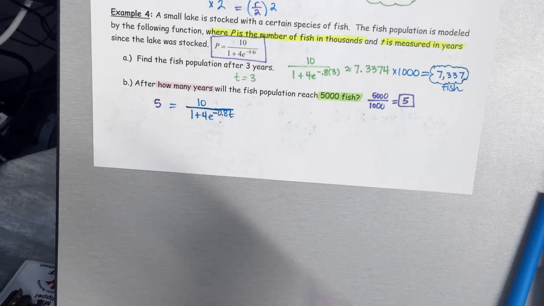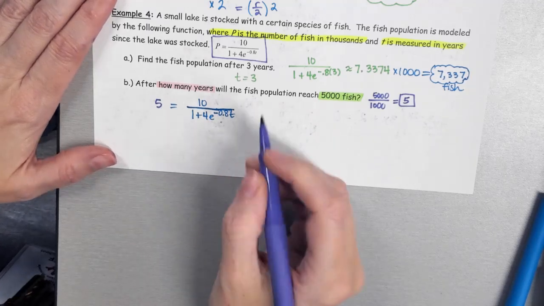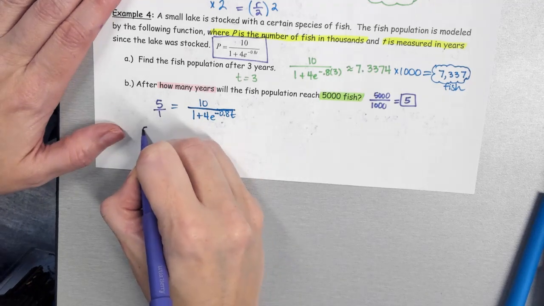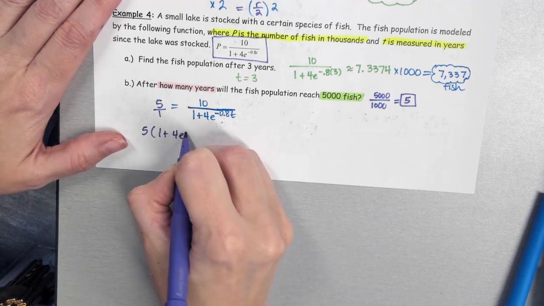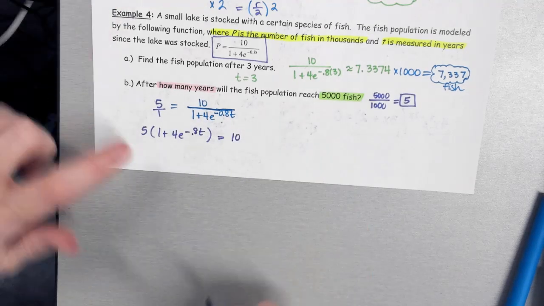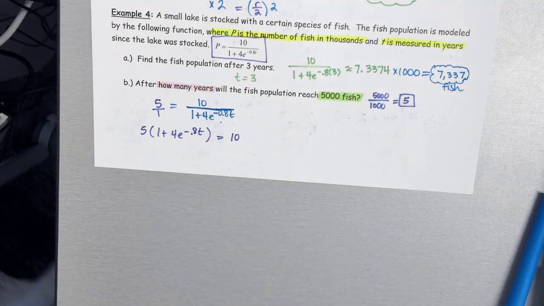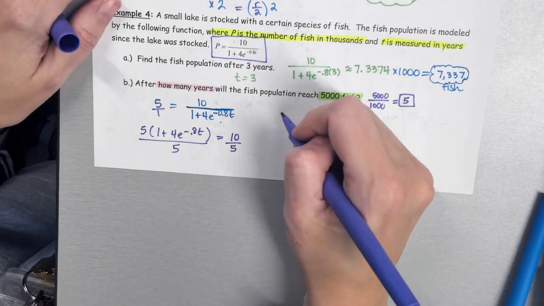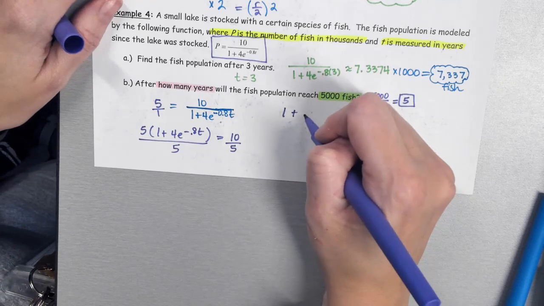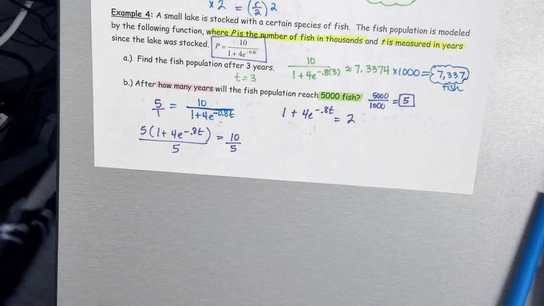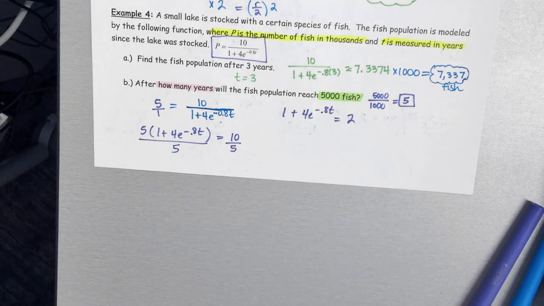Okay, and then, yep, your first step is going to be to multiply both sides by the denominator. You can also think of it as cross-multiplying. So you have 5 times (1 plus 4e^(-0.8t)) equals 10 times 1. From here, we would do what to both sides? Divide. Okay, and let's see if you guys can solve it from there. So write it out using algebra.